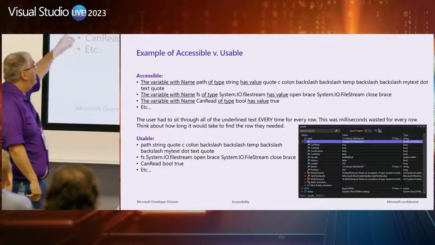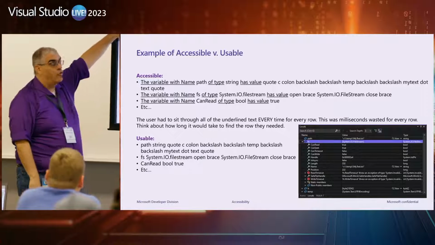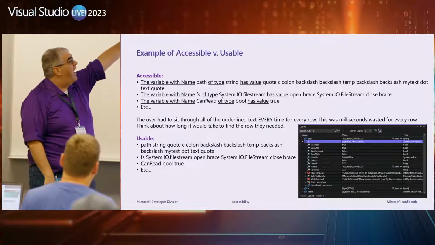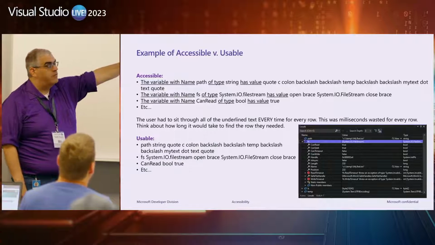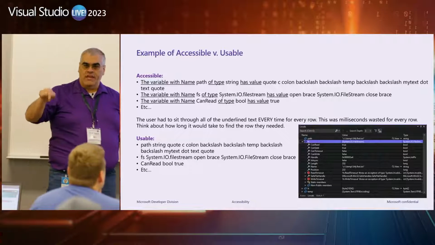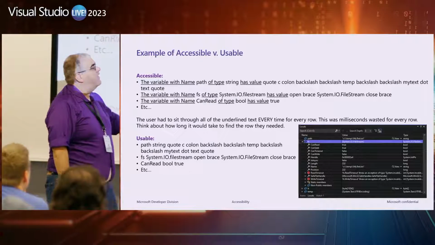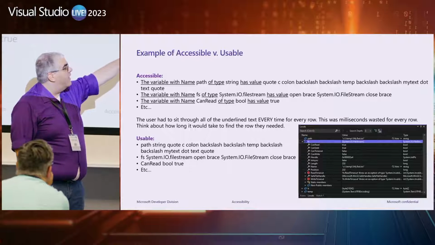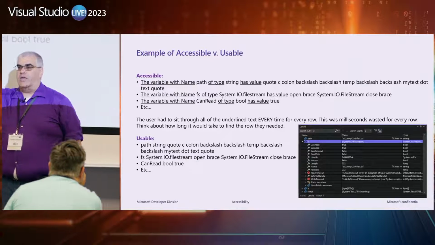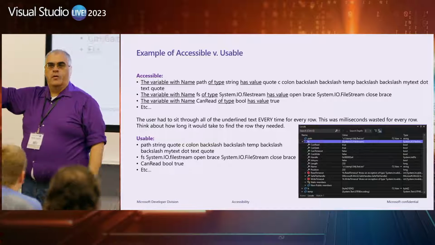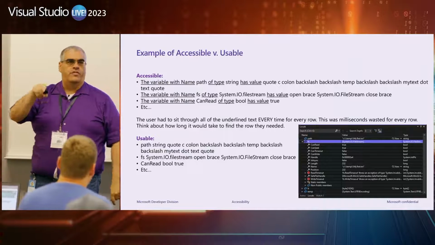So what we ended up doing, and this is what the locals window does now: path, string, quote, C:, FS, system IO file string, can read, bool, true. And now when he hits that down arrow, what he hears is path, FS, can read, can see, can timeout, can write, handle, that's what I'm looking for. And now he gets his information. This is usable. This is what we needed.